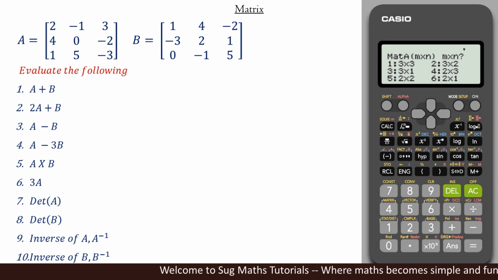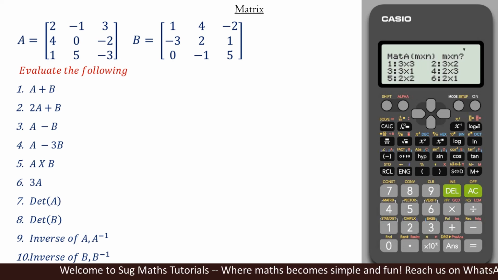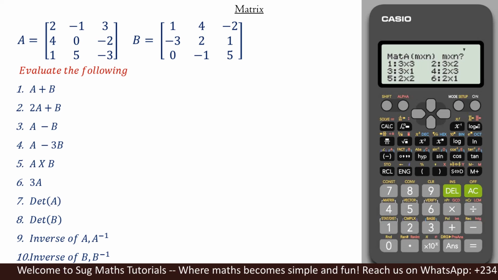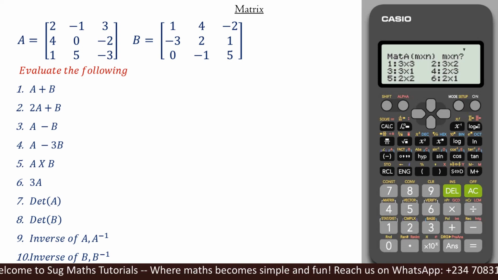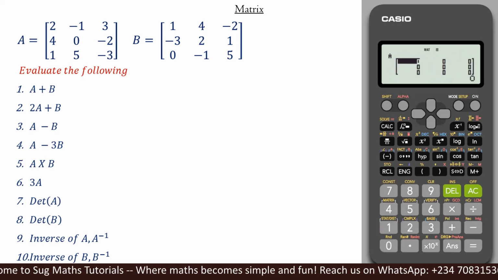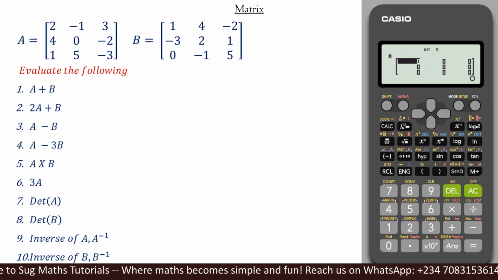So now we are starting with matrix A. Are we together? And then the dimension is 3 by 3, depending on what you have. If you have 2 by 1, 2 by 2, 3 by 2, 2 by 3, depending on the type of matrix that is given to you. But in this lesson here, we want to use 3 by 3 matrix. So here we're going to select 1. So here we have our matrix A.